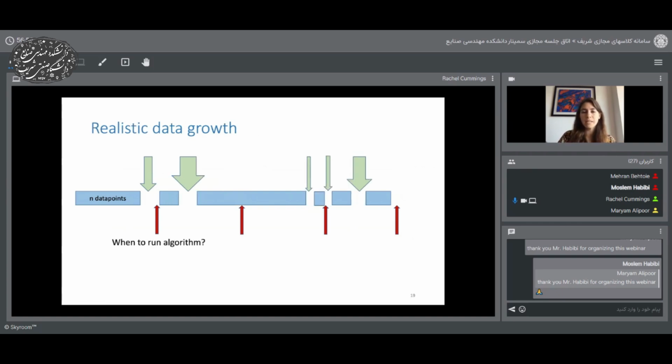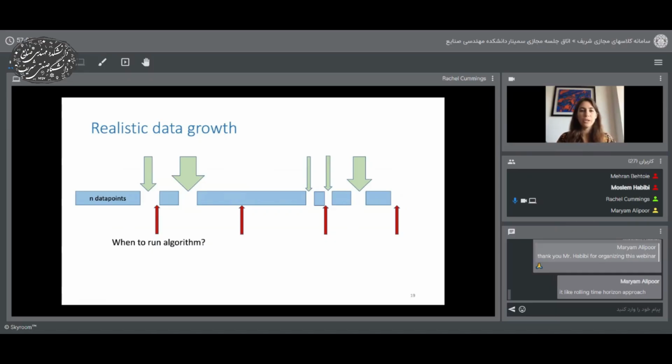The problem is that this is not what data growth looks like in practice. I may have very bursty query needs, and I may have very bursty data collection. And the question is then, in this complicated space, when do I run the algorithm? Because we're no longer in such a fixed structured setting, I can't just go with these scheduled intervals.